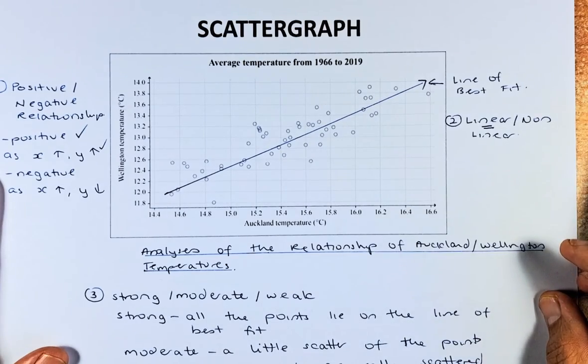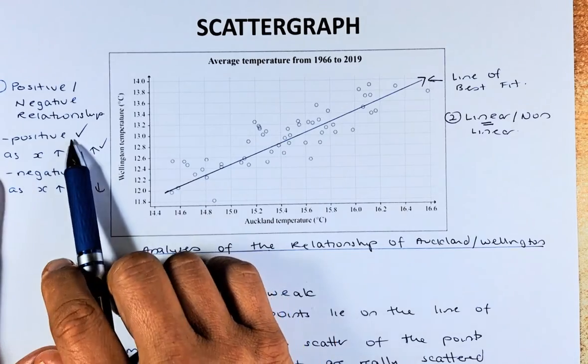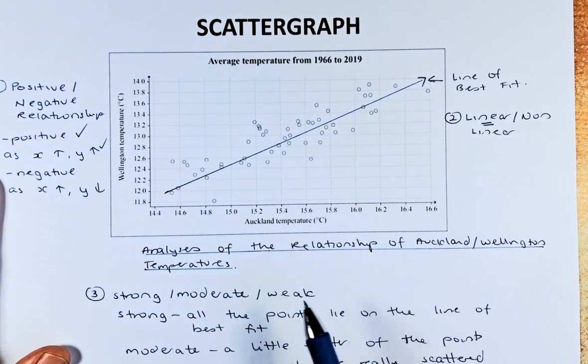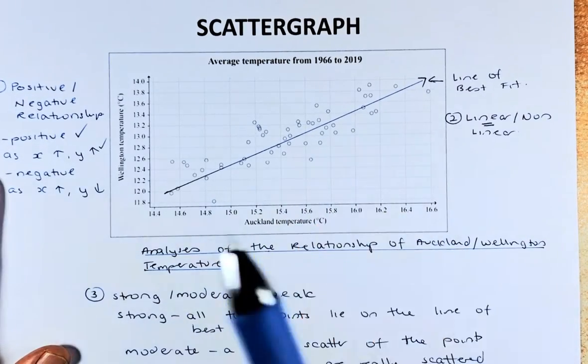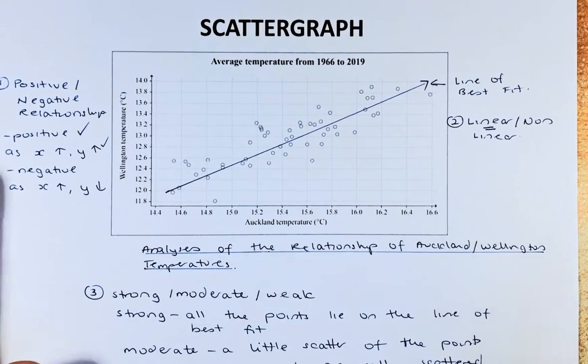Okay, so the final conclusion, if they ask you what is the relationship, you must say it is positive because it's going up. It is linear because it looks like a straight line, and it is moderate because most of the points lie on a straight line, but there's a little bit of scatter. So you can say it's moderately strong or moderate. That is the most important part on scatter graph.